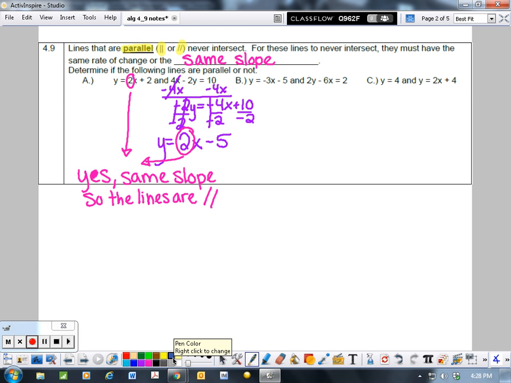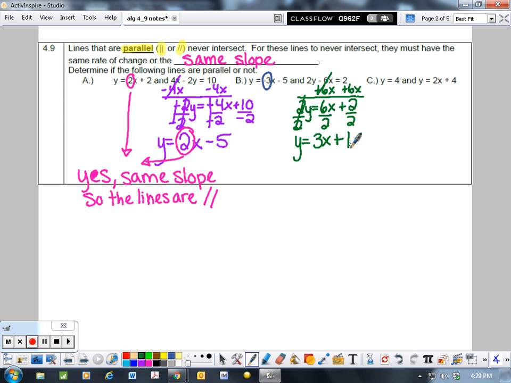Okay, so we're going to look at our next one. y equals negative 3x minus 5. So here's my slope, the negative 3. And now I've got to go ahead and check my next line. So I've got 2y minus 6x equals 2. So I need to solve for y, so I'm going to move my x to the other side. So I'm going to add 6x. So now I have 2y equals 6x plus 2. I divide everything by 2. So the 2's cancel, and I get y equals 6 divided by 2 becomes 3x. 2 divided by 2 becomes 1.